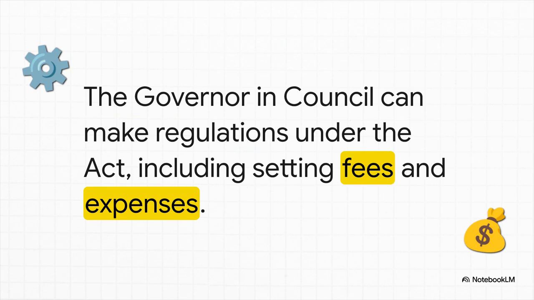And Section 135, well, this is kind of like the engine room where all the details get worked out. It gives the governor and council the power to make regulations for the act. And for what we've been talking about, this is huge because this is where the power to set the fees for a Section 134A application comes from. Without this section, that amazing shortcut we just discussed wouldn't even be usable.